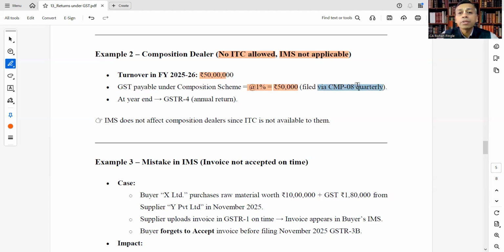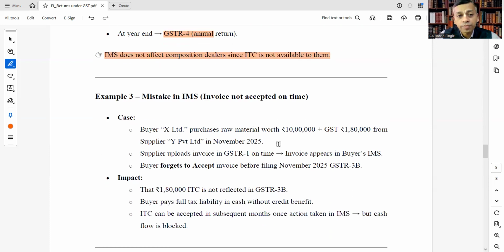Filed via CMP-08 quarterly. At year end, the GSTR-4 annual return will be filed. So IMS doesn't affect composition dealers since ITC is not available to them. This amendment effective from 1st October 2025 has no effect for composition dealers.